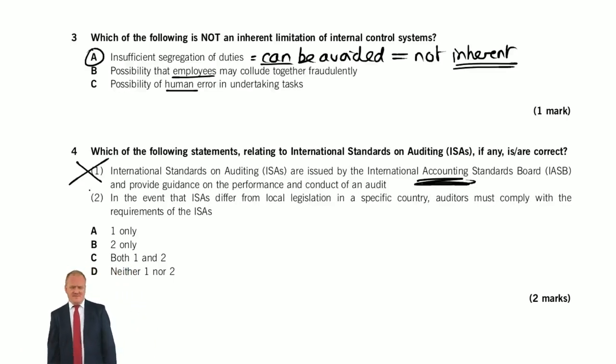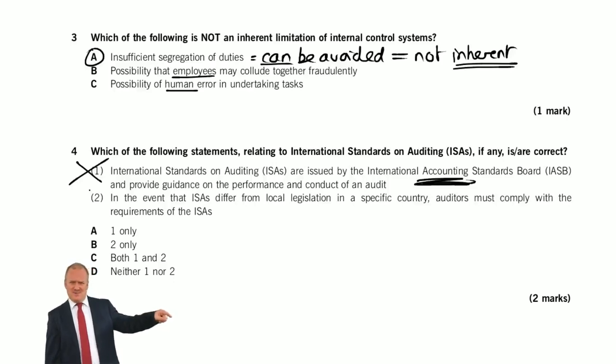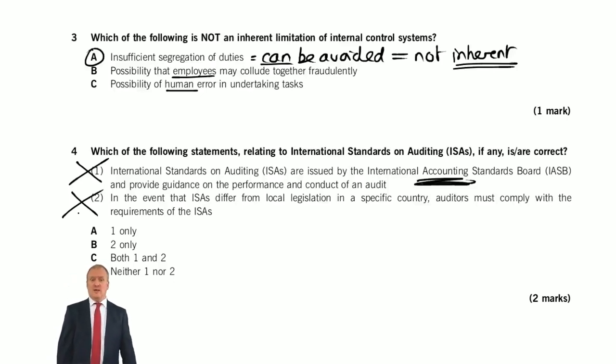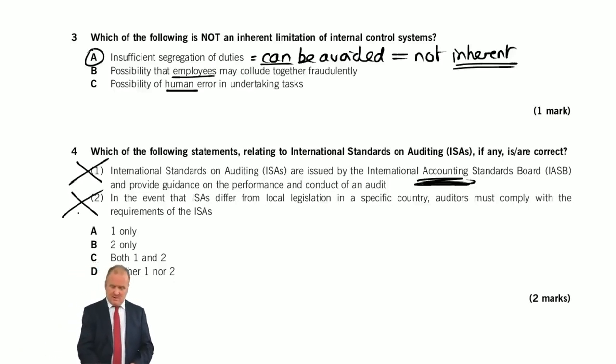Number 2. In the event the audit standards differ from local legislation, so law in a country, auditors must comply with the requirements of the audit standards. So if audit standards say one thing, and the law in the country where you are says another, you should break the law. Does that even sound likely? The rules say you must break the law. No, they don't. That is utter rubbish. Audit standards are basically guidance on how audits should take place. If there is a law in your country that is inconsistent with the audit standards, then you can't follow that audit standard, can you? It's not your fault. You can't break the law. Both of them are rubbish. The answer's D.